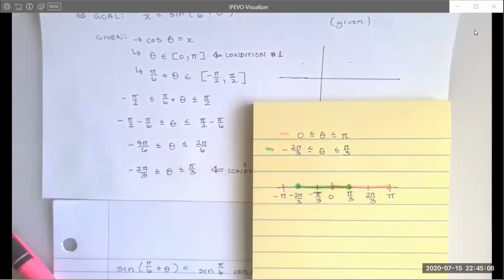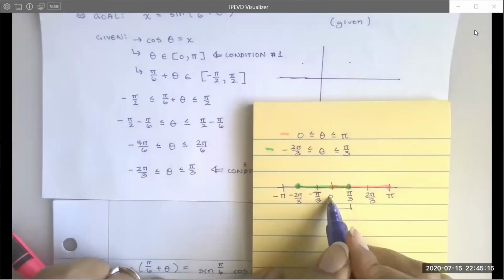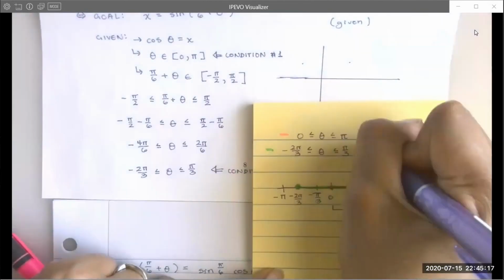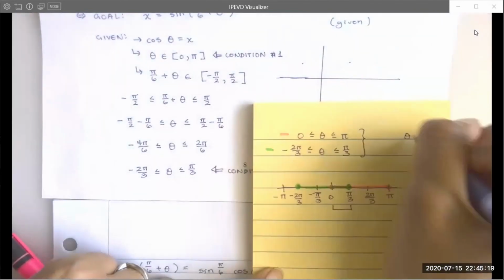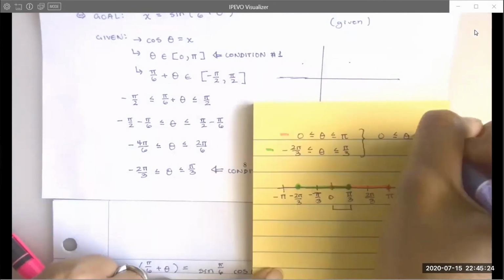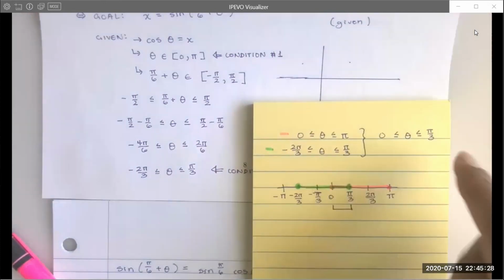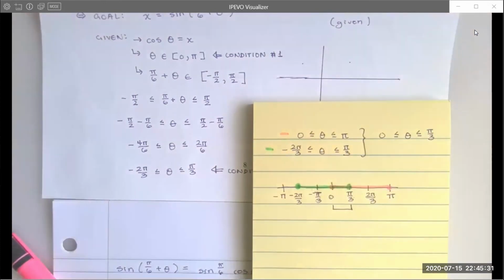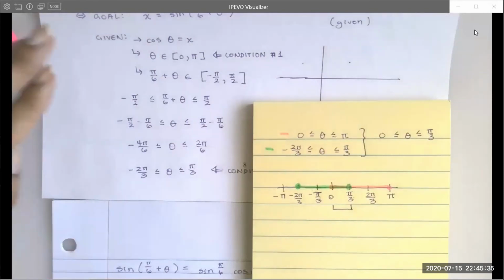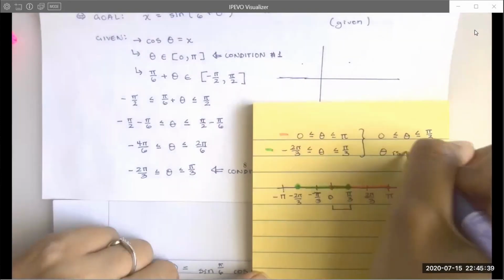So where is the overlap area? The overlap area is here, 0 to pi over 3. So both of these result in theta has to be between 0 and pi over 3. Those two conditions boil down to one condition there, the overlap area. 0 to pi over 3, that's quadrant 1. So we're going to draw our diagram in quadrant 1. So theta is in quadrant 1.